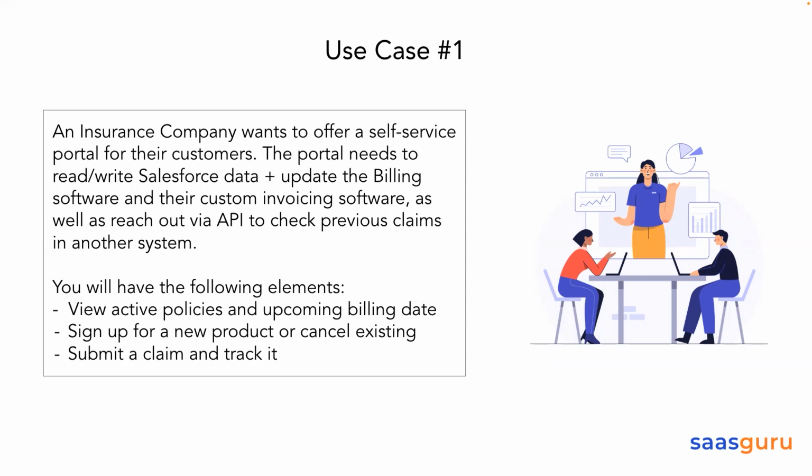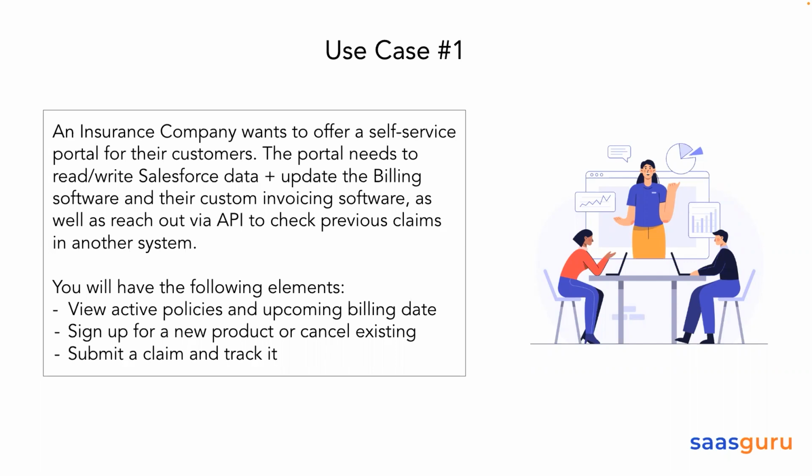We have an insurance company who wants to offer a self-service portal for their customers. So I'm already their customer, and I have my login. The technical recommendation for you is that the portal needs to write to Salesforce data, update the billing software and their custom invoicing software, as well as reach out via API to check previous claims in another system. So we have 4 different systems, right? It's taking information from multiple places.